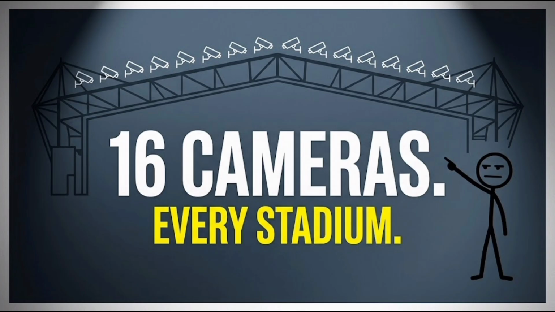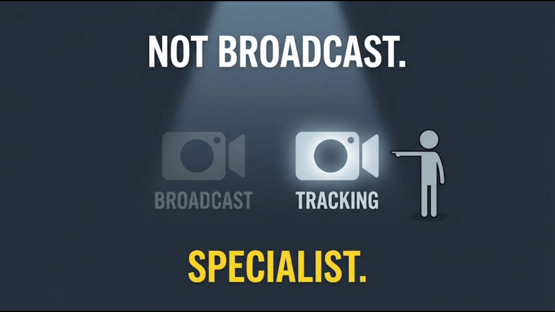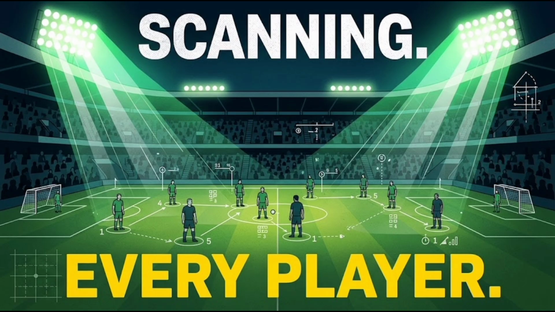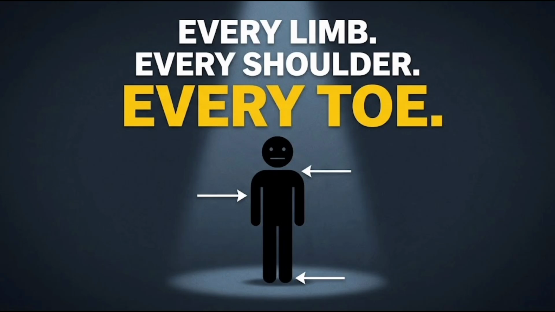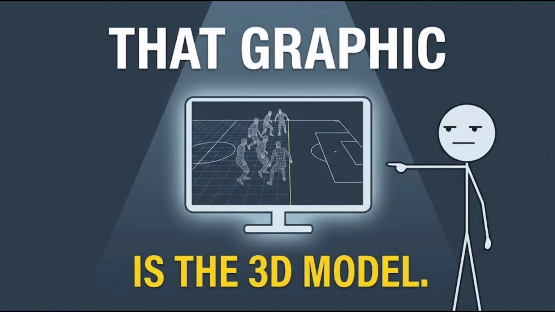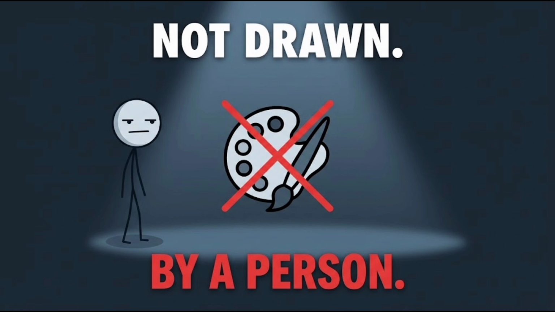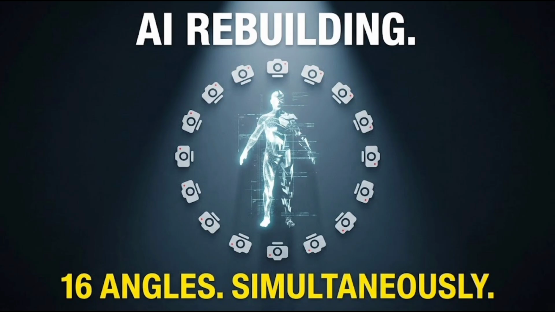And then there are the tracking cameras. 16 cameras mounted under the roof of every stadium. Not broadcast cameras, specialist tracking cameras. They scan every player on the pitch and build a live 3D model of every single body. Every limb, every shoulder, every toe. That 3D model is what you see on screen when an offside decision is reviewed. Those are not graphics someone drew. That is an AI rebuilding every player's body from 16 camera angles simultaneously.